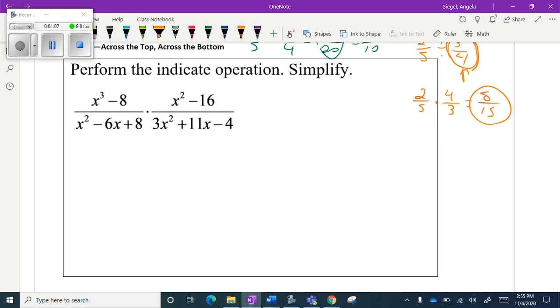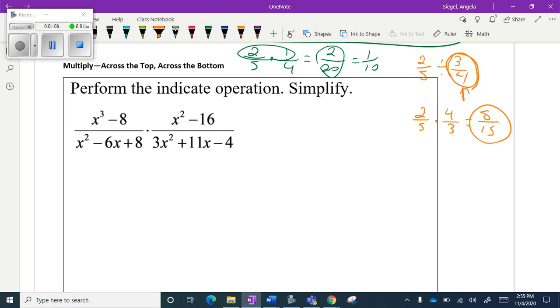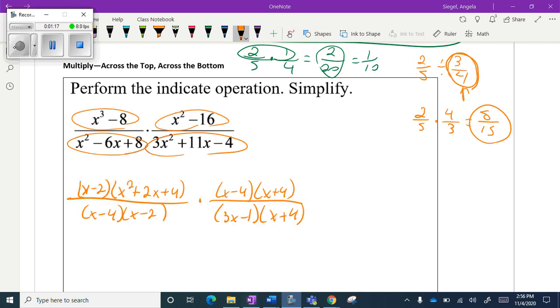So the first thing that we have to do is simplify, get these broken down to see what we're working with. So go ahead and factor all 4 pieces of that. Okay, so once we have everything broken down into pieces that we can work with, just like I did up here with this one, we are going to cancel. So see where we can cancel.